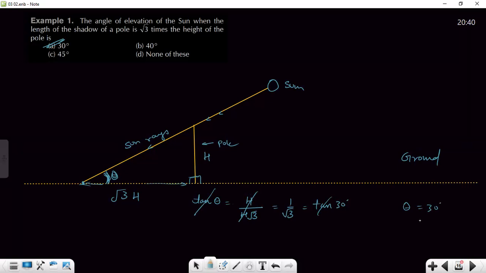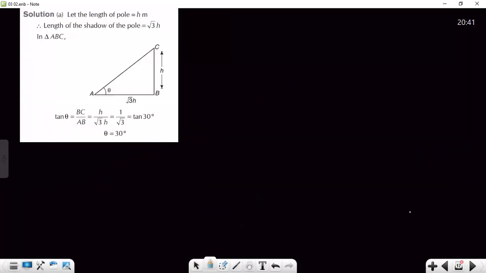No, sir. Yes. The key here is to draw the correct diagram after understanding the question well. You have to draw a correct diagram. That is the key here. Let's discuss the next question. Yes, they have not drawn a sun.